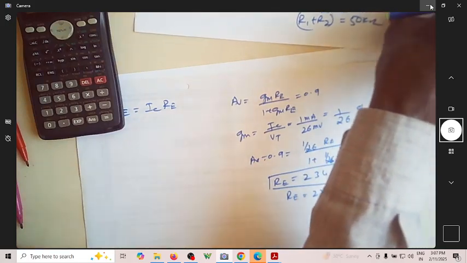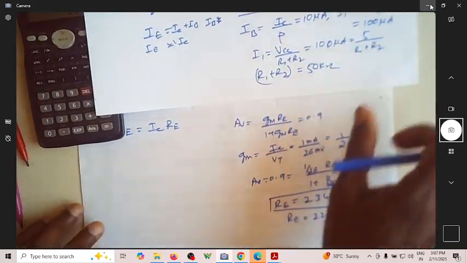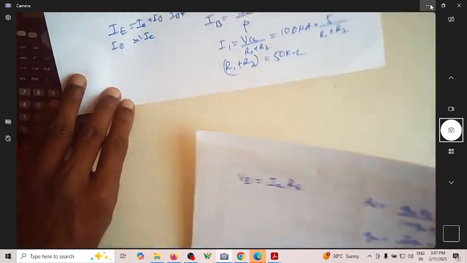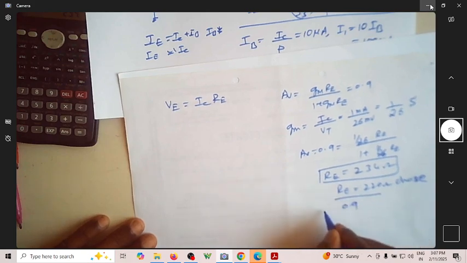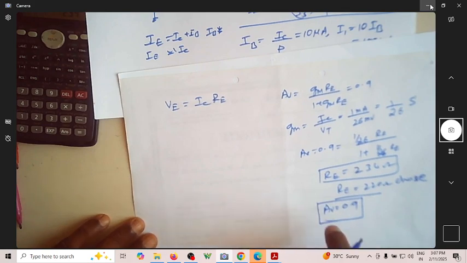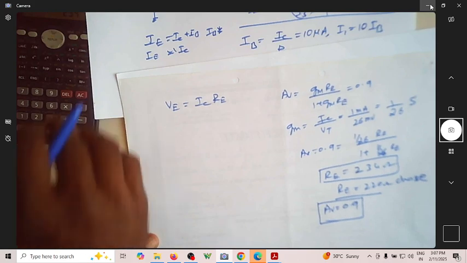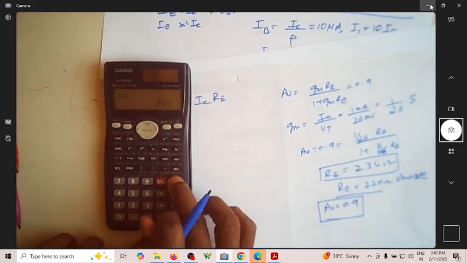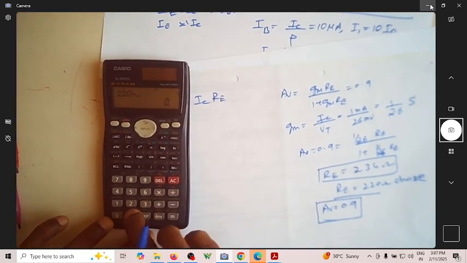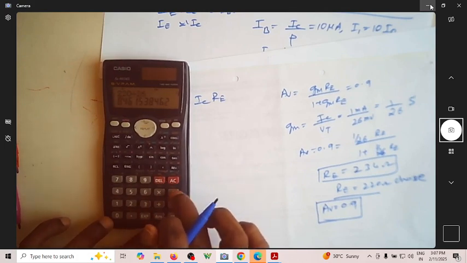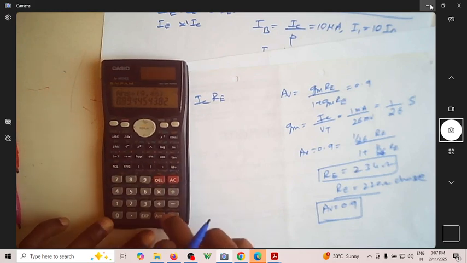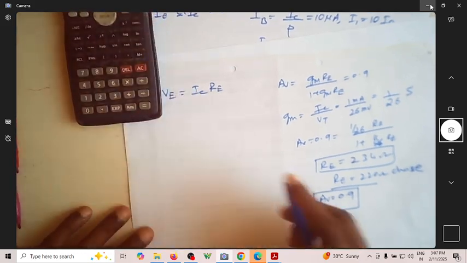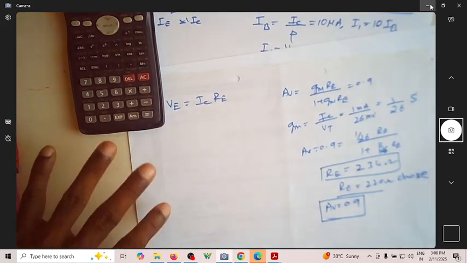Now, since this is the value of RE for a gain of 0.9, this is important. This is the value of AV if RE is 220 ohm. So let us just verify again. 220 divided by 26 is 8.46, and yes, I'll get 0.9. So this is so and so.